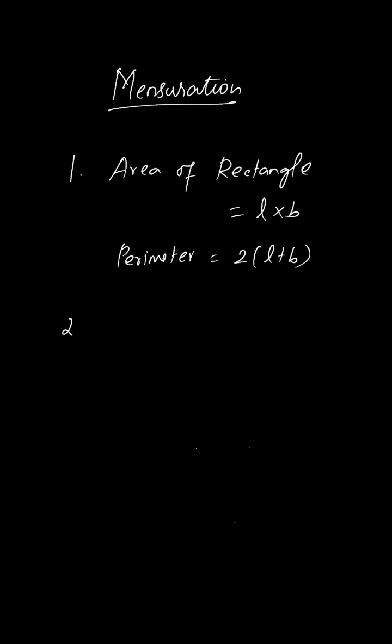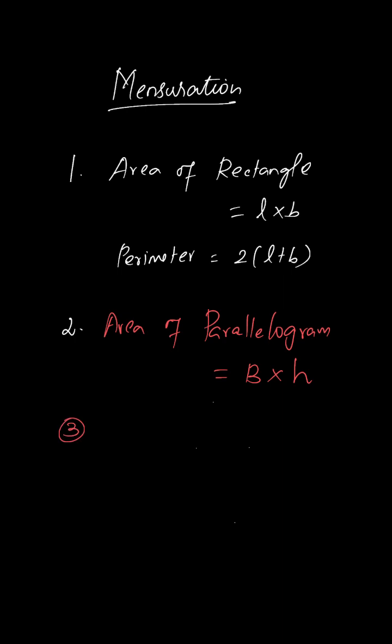And second one, area of parallelogram. அடுத்தது நம்ம பார்க்க போறது area of parallelogram is equal to base into height. இதோட பெரிமீட்டர் பாத்தீங்கன்னா sum of four sides, அவ்வளவுதான். So next 3 என்ன அப்படின்னா area of triangle.